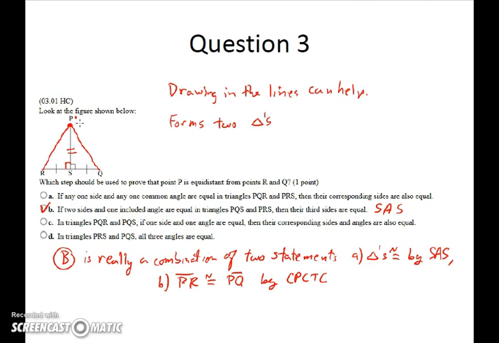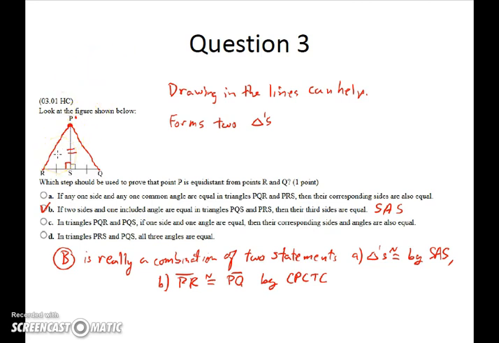We're already given a pair of sides that are congruent. We can assume that two 90-degree angles are congruent because they are. And then we also have a third side, PS, which is congruent because it's congruent to itself. It's a shared side with both triangles, so by the reflexive property, that side would be congruent to itself. And so you can say that the two triangles are congruent by side angle side.